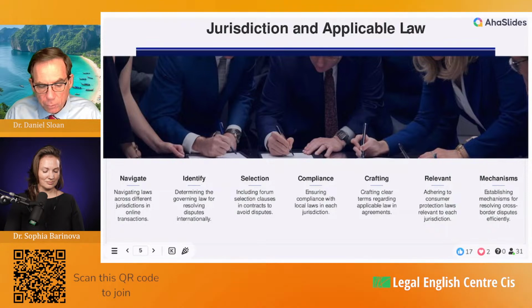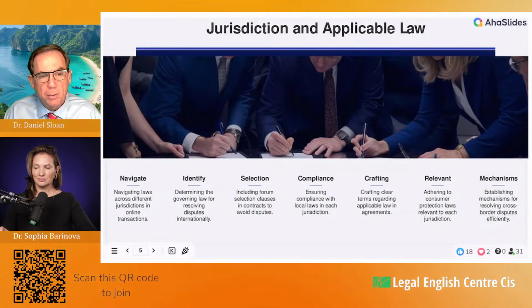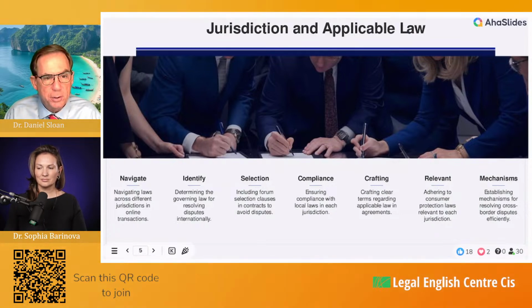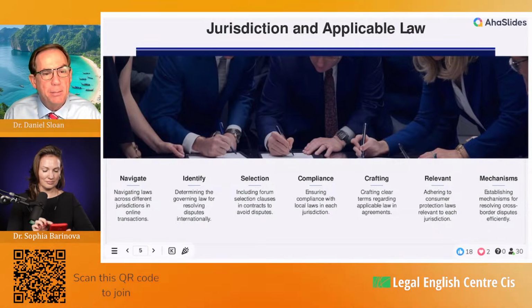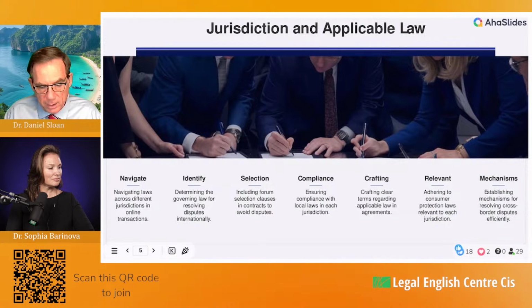Selection, including forum selection clauses in contracts to avoid disputes. So we want to select which clauses we want to put into the contracts so that we know in advance what we're going to do in the event there is a dispute, what kind of ADR, alternative dispute resolution, we might go into, whether it's going to be mediation, arbitration, or litigation, which language it's going to be held in, and which laws it's going to be governed by. So we want to put that in advance.